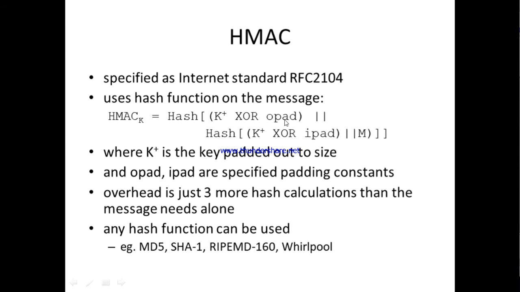Those two are XORed with K and the hash is performed. First we apply the hash on K plus XOR IPAD along with the message. That will be concatenated with K plus XOR the output pad, and the resultant will have the hash function applied. Here we are using the key, so hash with the key, called keyed hash, generates HMAC.